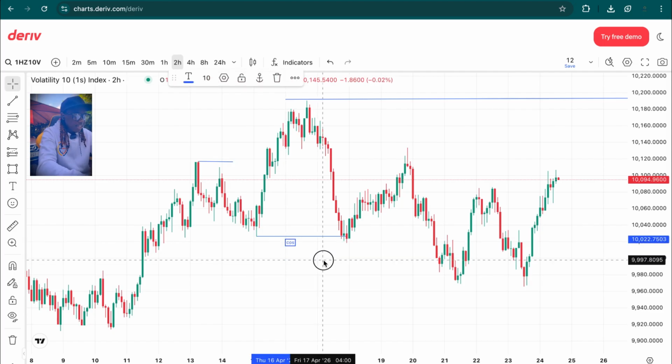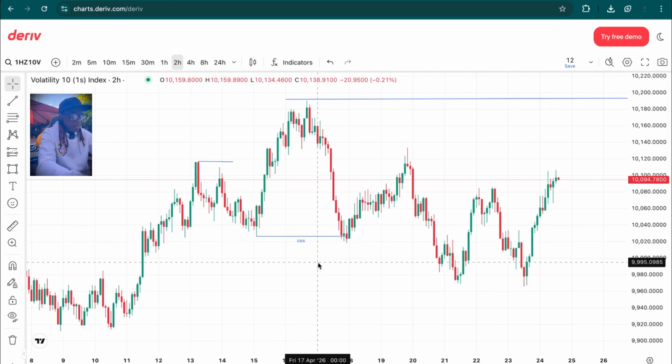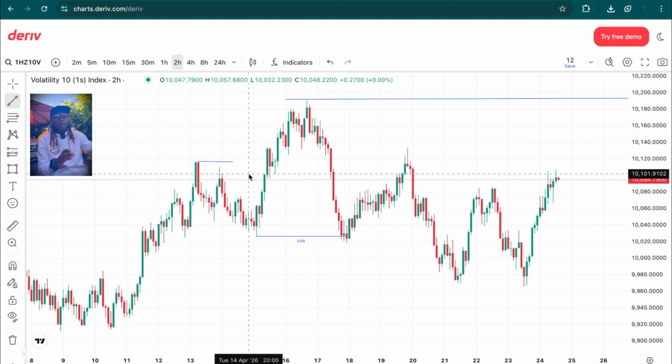So you have that change of structure, and after price giving us that change of structure, meaning now the market has stopped from going bullish, and now we are in a bearish trend.